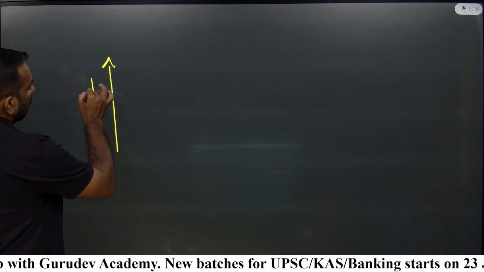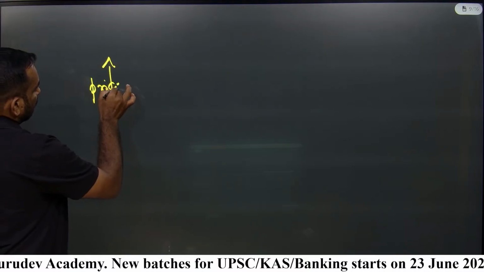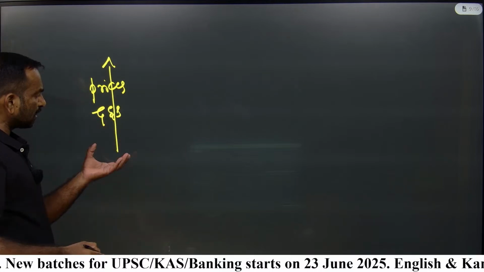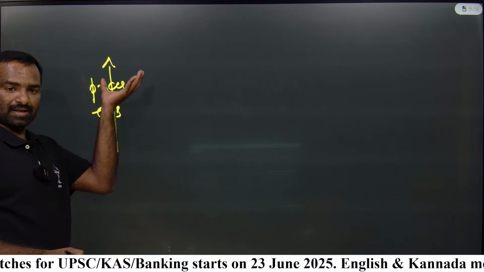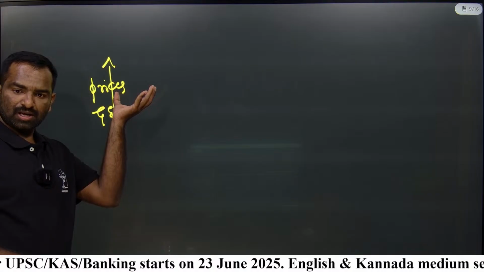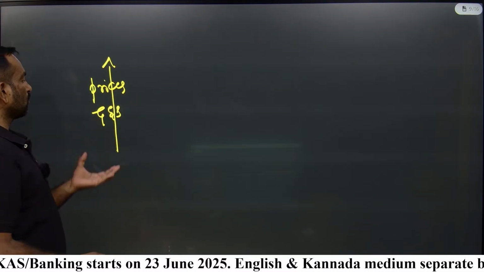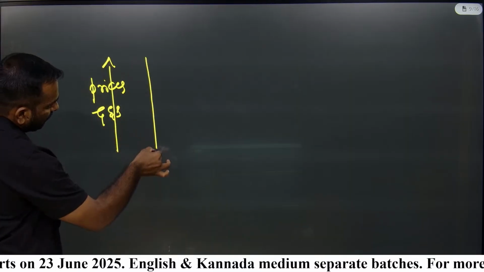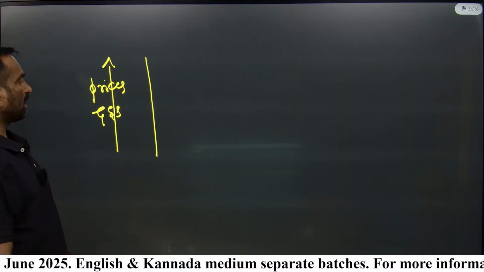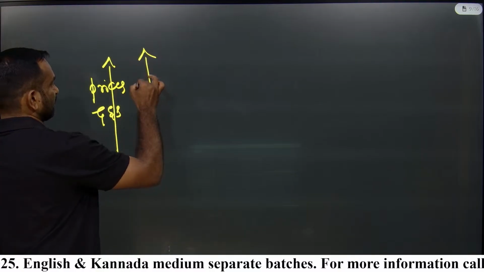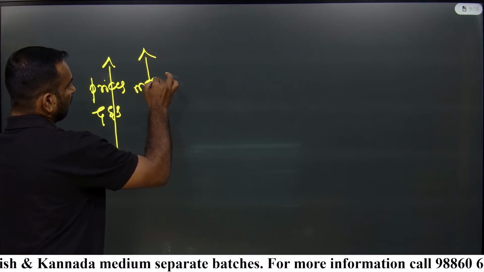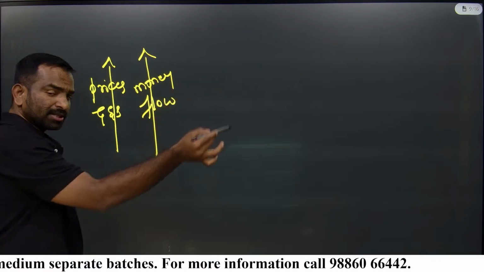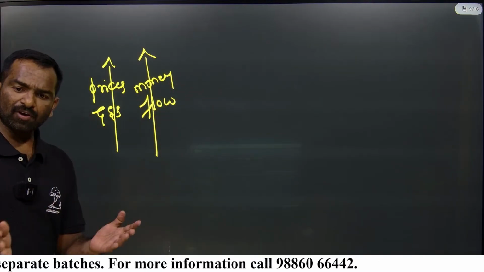Whenever the prices of goods and services increase in the market, at the same time the money flow will increase in the market. Why will the money flow increase in the market?